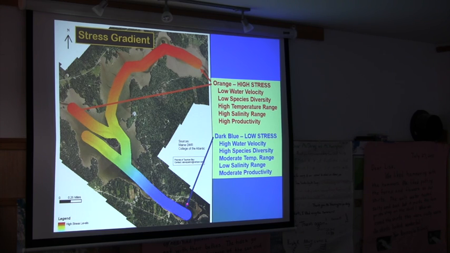This is low stress down here, high water velocity. Up here is low water velocity. Low species diversity, there are very few species adapted to these red areas, but they appear by the millions or the billions because they don't have any predators. So they're very valuable for clam digging and worm digging. High temperature range, that is extremes of temperature. In the winter they're cold, in the summer they're way warmer than Frenchman Bay is. Moderate temperature range, low salinity range, high salinity range.